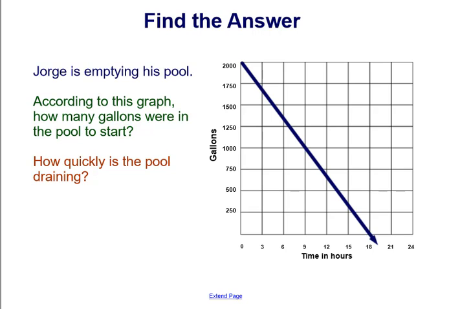Let's use what we know about graphs to find the answer to these questions. Jorge is emptying his pool. According to this graph, how many gallons were in the pool to start, and how quickly is the pool draining?